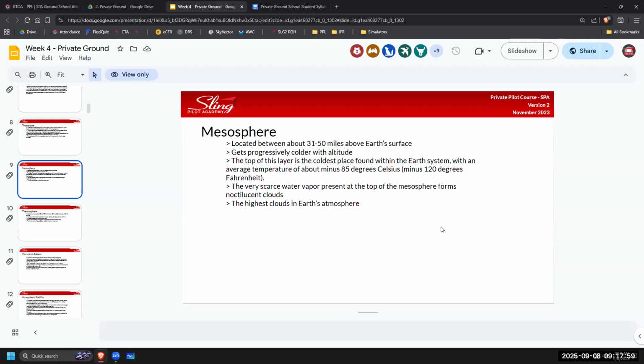There's a type of cloud on here. I don't even know how to pronounce that out loud, but other than this certain type of cloud, there's no other clouds because water vapor, moisture is needed to form clouds, right? So at the top of the mesosphere, there's very scarce water vapor present. So very scarce on clouds. Since there is still a little bit of water vapor, these are going to be the highest formed clouds in the Earth's atmosphere.